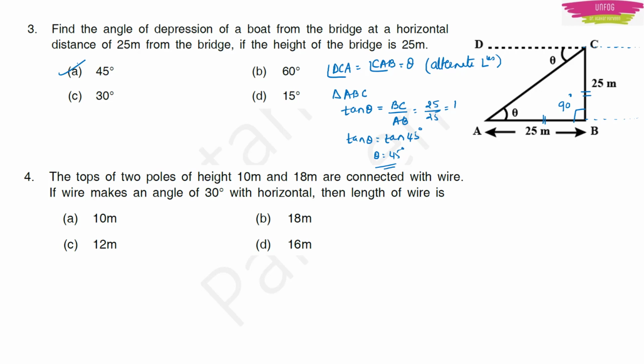See, you will achieve the answer only if you draw this figure properly. For that, you have to read the question properly and understand it. See the question: find the angle of depression of a boat from the bridge. So here you have a boat, and this is the bridge. If you can understand this, then you can find the answer.